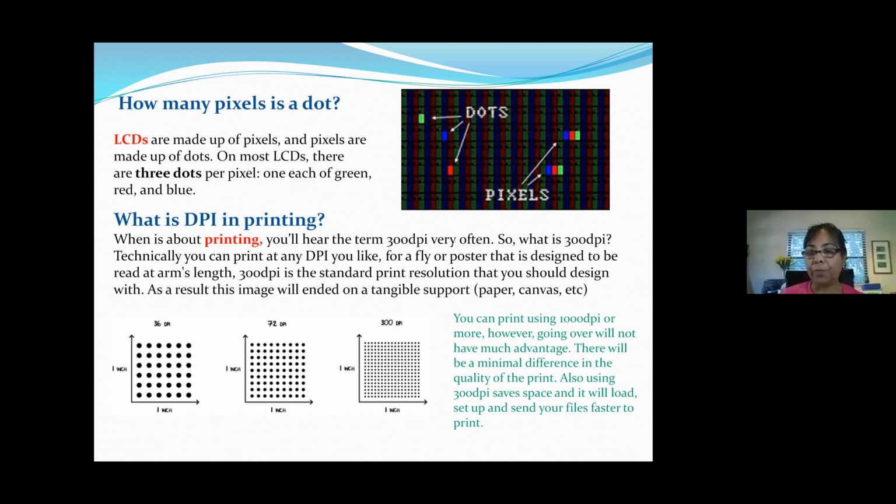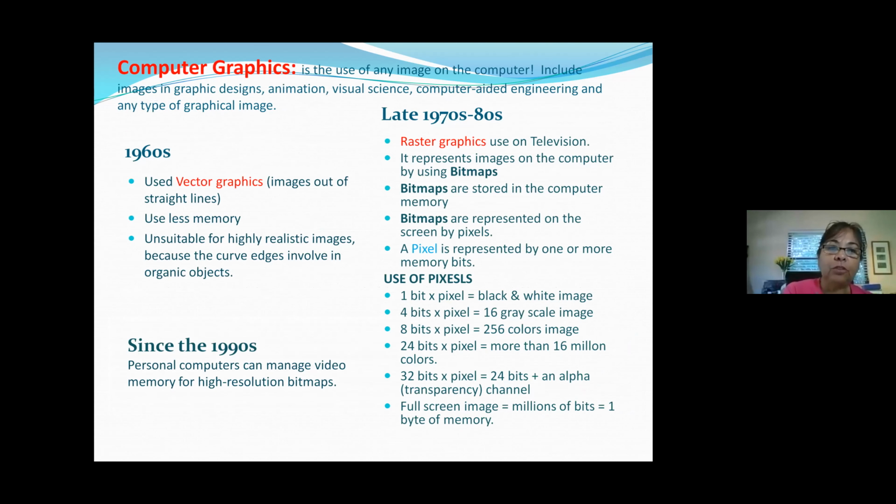So going back a little bit to history, we have computer graphics. In the 60s, the computers were using vector graphics, which were just straight line images.